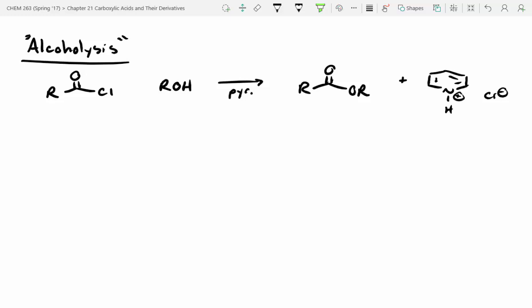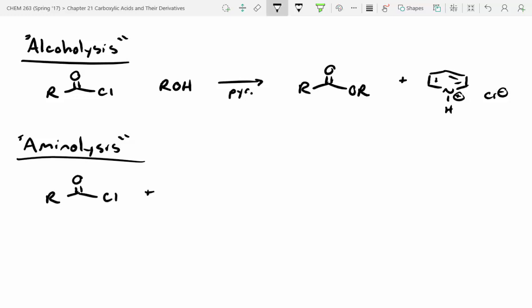We also said you can do this with any sort of nitrogen-based nucleophile. And this works with regular ammonia, primary amines, or secondary amines. However, this time I'm not going to use pyridine. Why do you think that's the case?